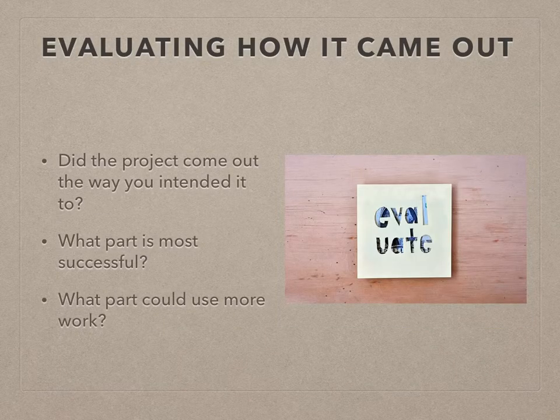The next thing to think about is to evaluate how it came out. What does it look like right now? Did the project come out the way that you intended it to? Did it change in the process of your creating it? What part do you find is most successful in your writing? What do you really like about it? What was really strong? And what part might be able to use some more work? Tell your reader about some of the parts that you might do differently the next time you did something like this.